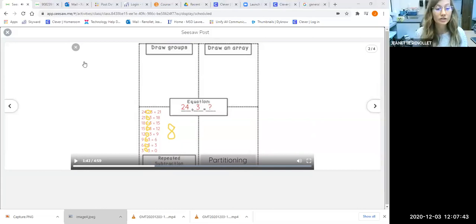All right, we are going to jump into a breakout room to discuss what you notice about Mrs. Sousa's example. What do you notice about her example? I want you to turn and talk to your partner as soon as you get into your breakout room.